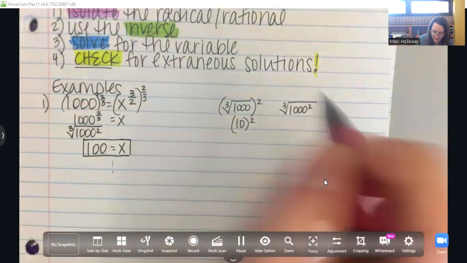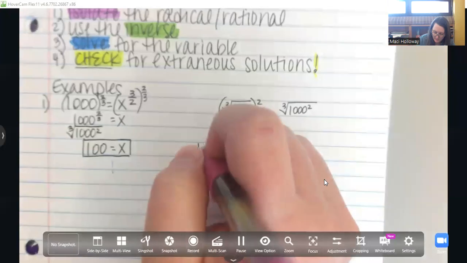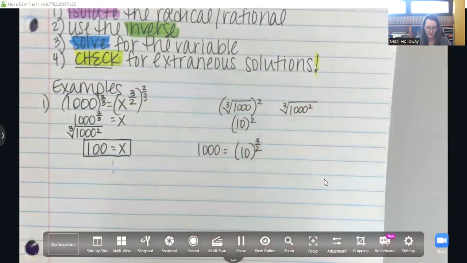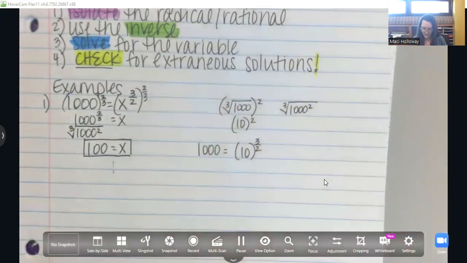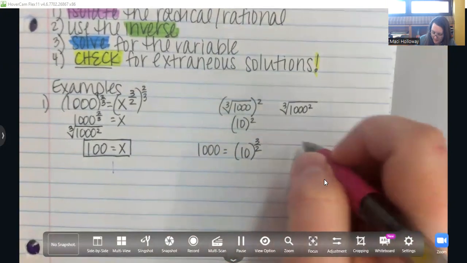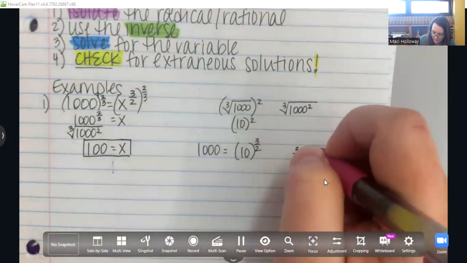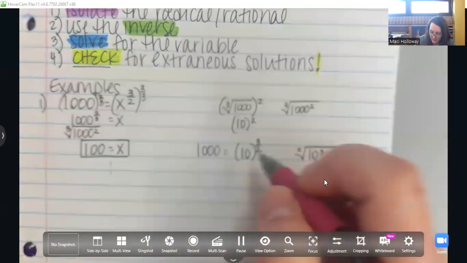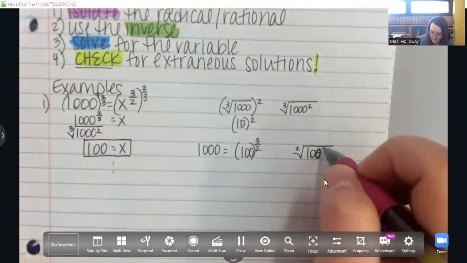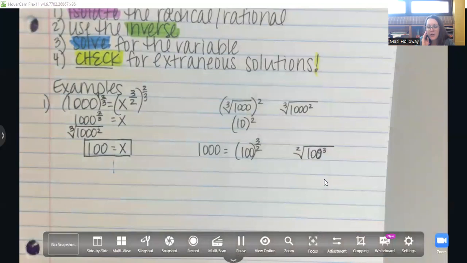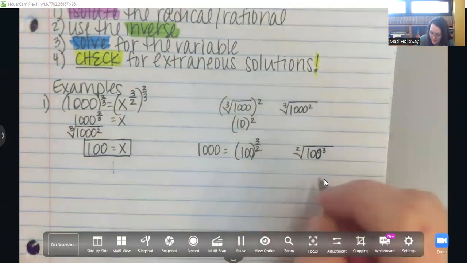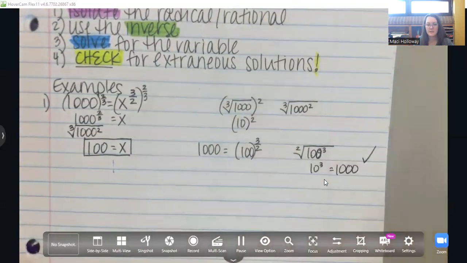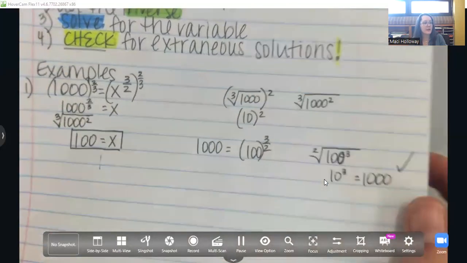Now I'm going to check by plugging it in. I'm going to say 1000 equals 10 to the 3/2 power. Sorry, I got 100 for x, so I need to plug in 100. If I write it as a radical, it is the square root of 100 to the 3rd. We do the square root first, which is 10, and 10 to the 3rd is 1000. So we check out. That's good. All right, let's go to another example.